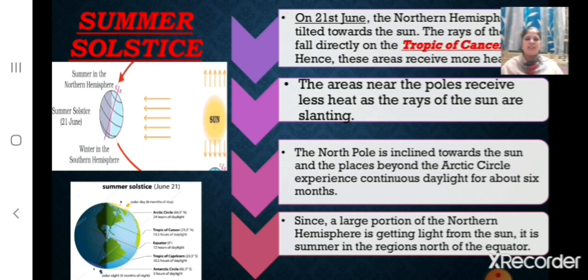And which areas receive less heat? The areas near the poles receive less heat. Why? As the rays of the sun are slanting. And we can see that the North Pole is inclined towards the sun, and the places beyond the Arctic Circle experience continuous daylight for about 6 months. And since a large portion of the northern hemisphere is getting light from the sun, it is summer in the regions north of the equator.